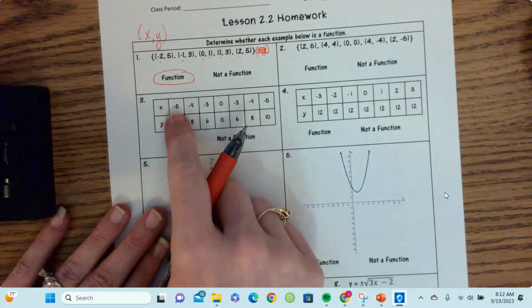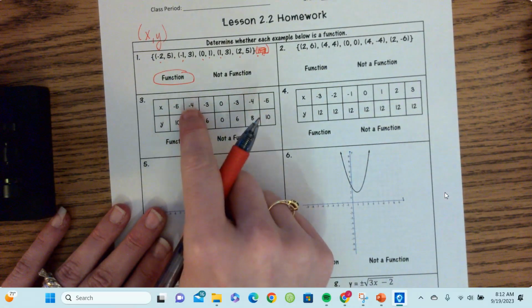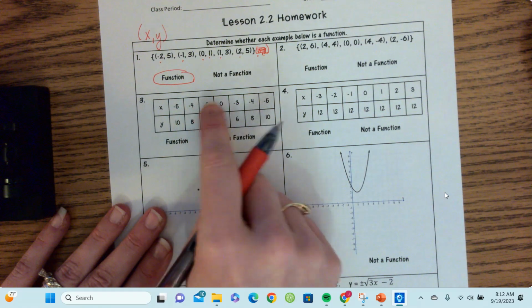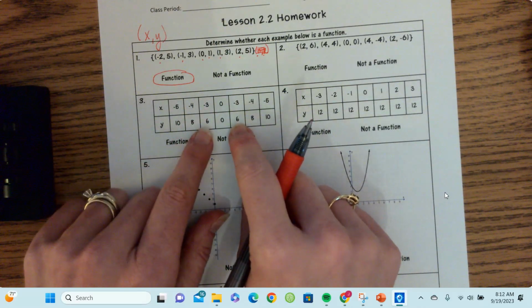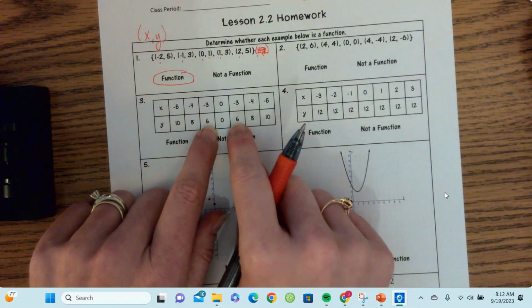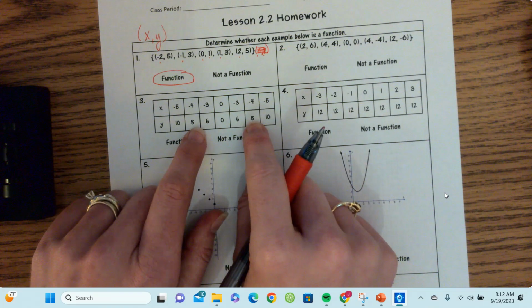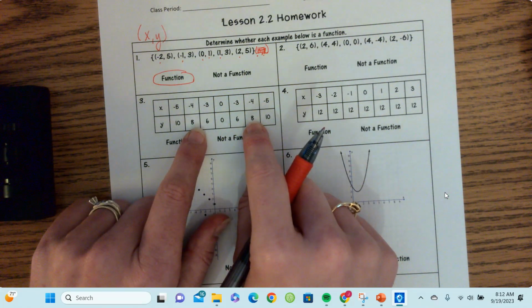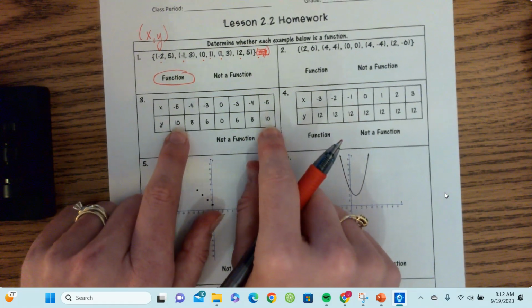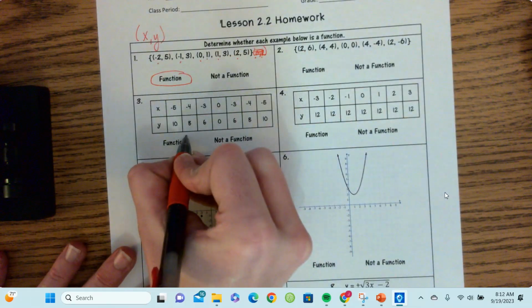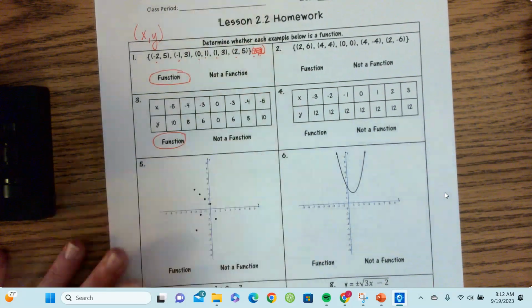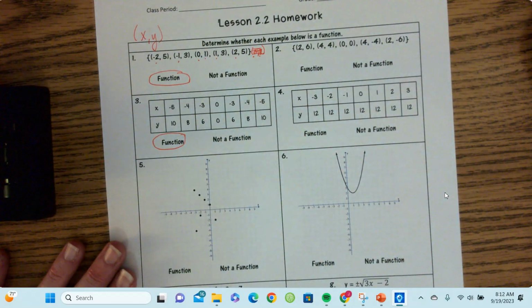Tables is the same way. Look at your x's. -5, -4, -3, 0, -3, but I want to check the y's. Y's stay the same. -4 repeats, but the y stays the same. -5 repeats, but the y stays the same. It's still a function. As long as that y doesn't change, you're still good.